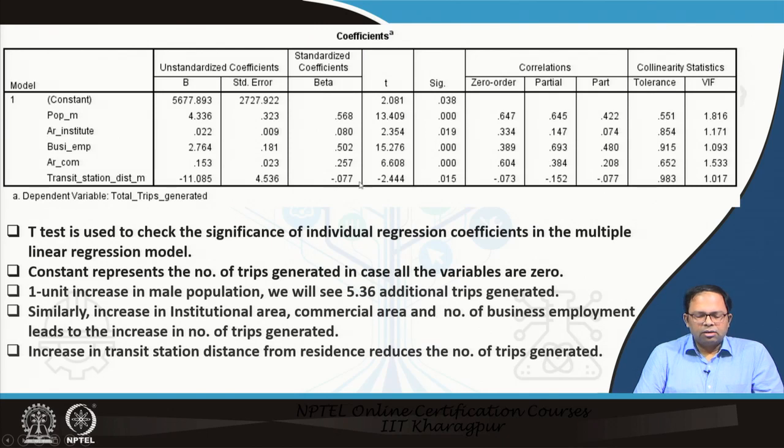So, this is the final coefficient table. Here we can see the constant and the different variables that we have included in the model, and these are the beta coefficients, and we can see these beta coefficients are significant. All the values that have been adopted are significant. All of these have positive signs except for transit station distance, which has a negative sign.